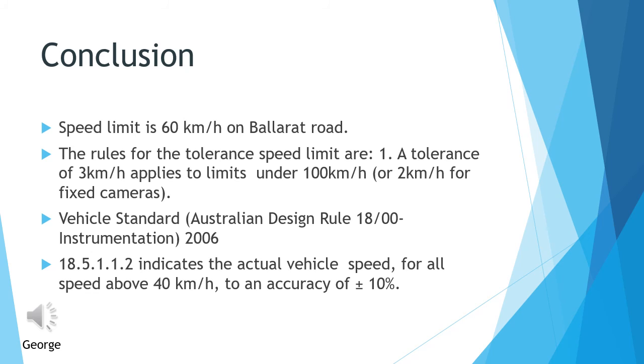The speed limit on Ballarat Road is 60 km per hour or 16.67 meters per second. The Mitsubishi driver's initial speed is 64.8 km per hour, which seems like it's over the speed limit. However, the tolerance speed limit must also be taken into account. The rules for the tolerance speed limit are: a tolerance of 3 km per hour or 2 km for fixed cameras applies to limits under 100 km per hour. This means the Mitsubishi is not over the speed limit if we take its tolerance into account.